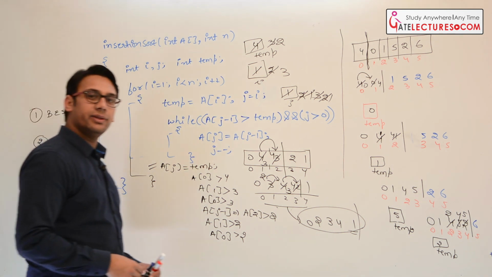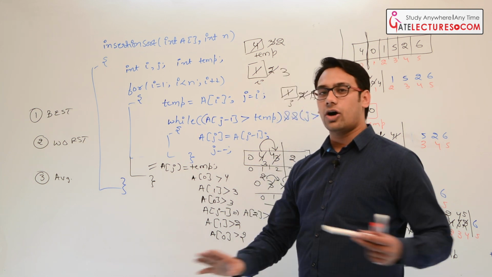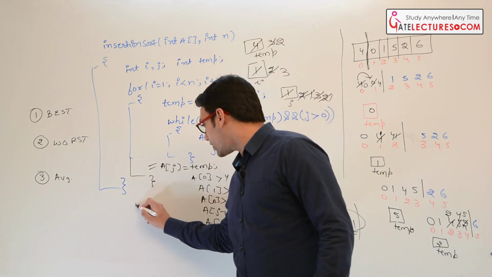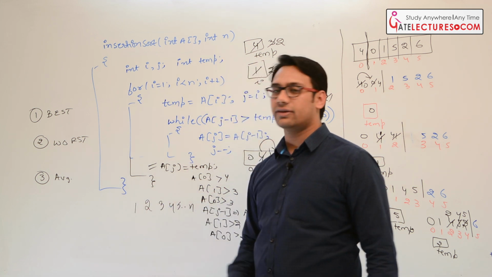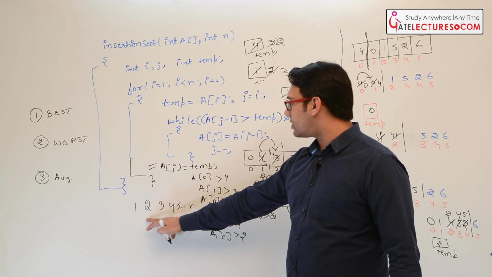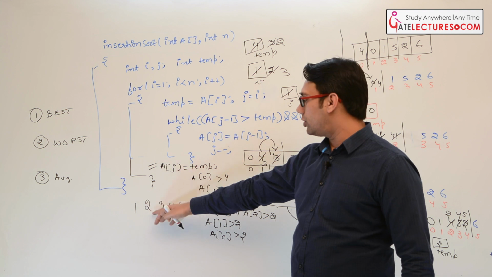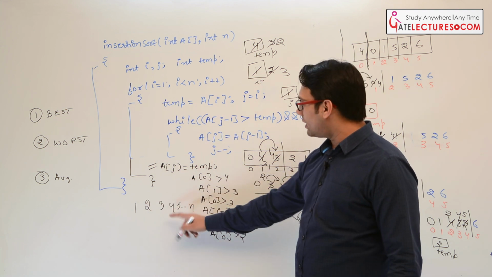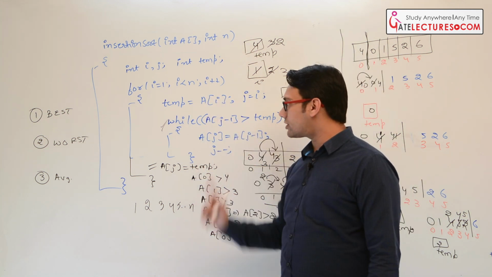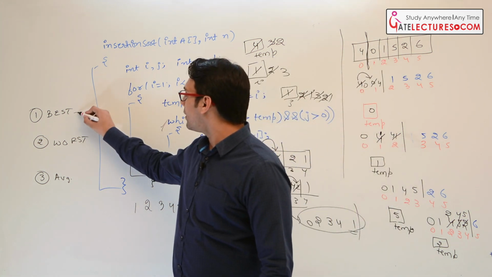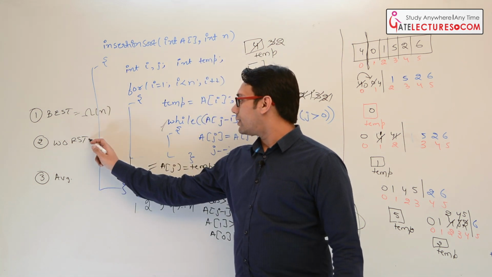So what will be the best case here? The best case is when the data is already sorted. That means if the data is 1, 2, 3, 4, 5 and so on, and if you try to apply this function to this data, then you can see we are not going to go inside this while loop, only the outer loop will run. Because this outer loop will run, the best case time complexity will be omega of n.